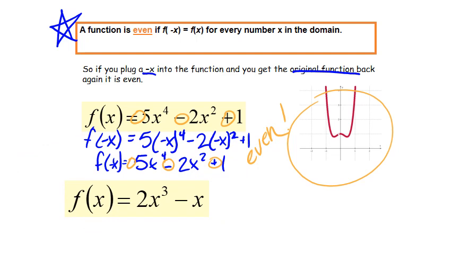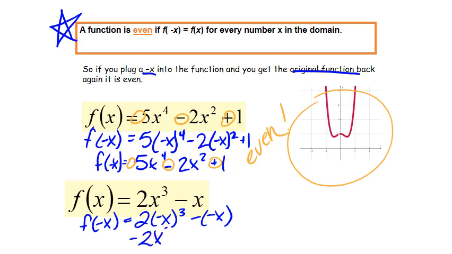Here, let's try this one. So again, I want to replace x with negative x. Use parentheses. In this case, I have an odd degree, an odd exponent, so my variable is going to remain negative. I'm going to kick it out front because that's typically how we write it, right? And then I've got a double negative, so that would become positive.